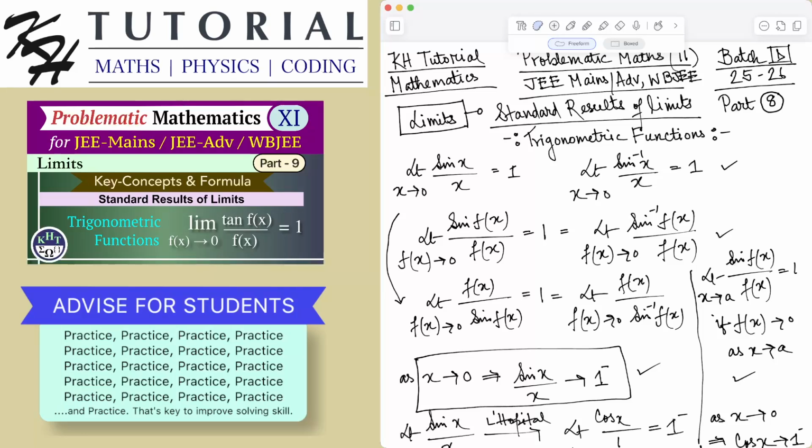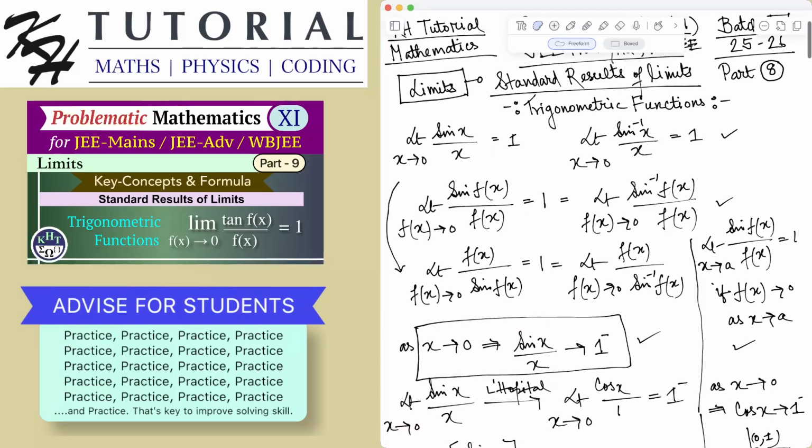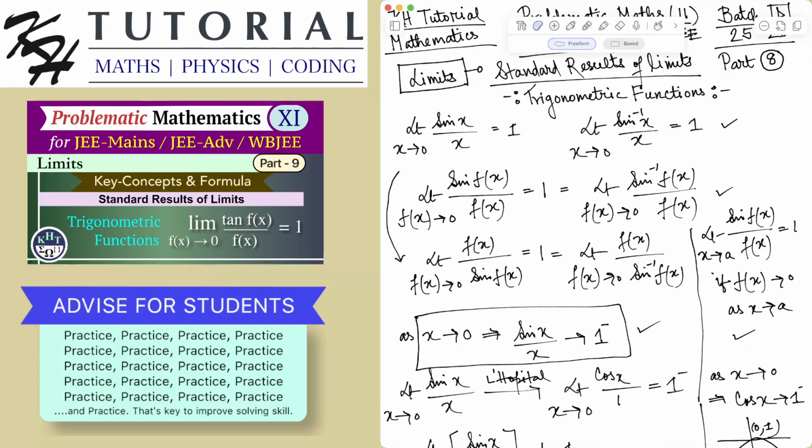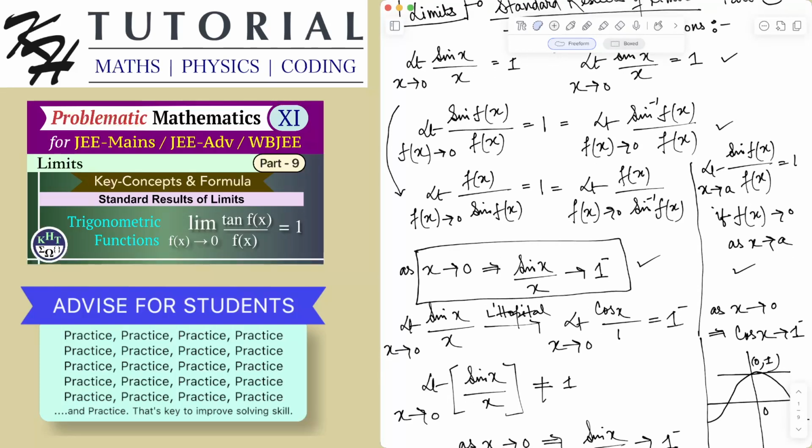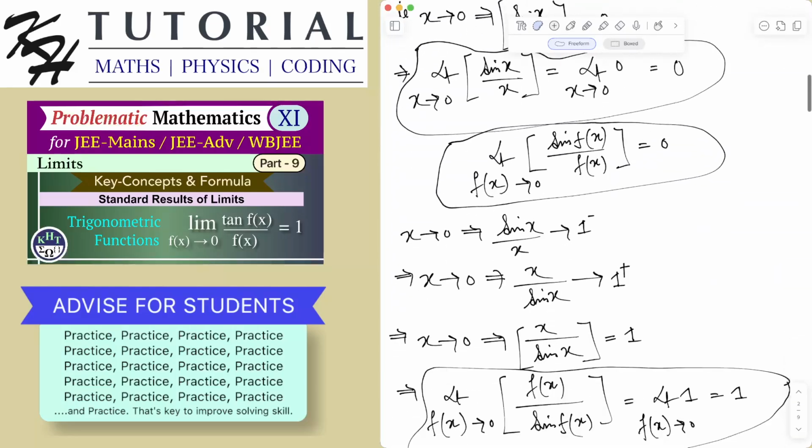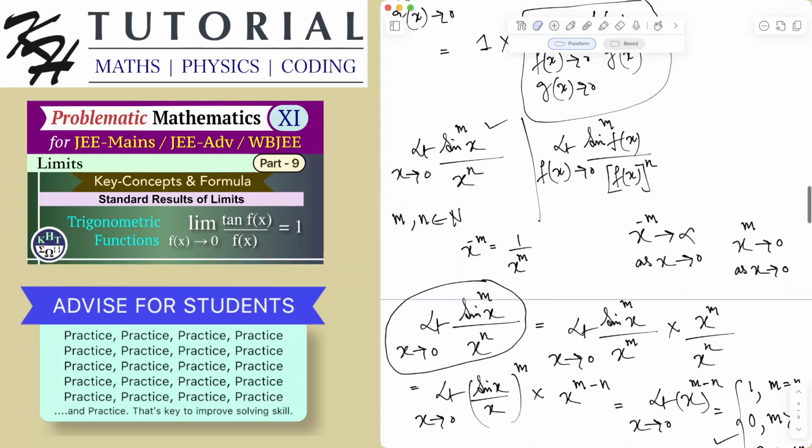And I discussed the actual tending values of sine x by x when x tends to 0 and sine inverse x by x when x tends to 0. So if you have not watched the previous video, please do watch it. You will have a good concept of the standard result of sine x by x when x tends to 0, or in general sine f(x) by f(x) when f(x) tends to 0. In this video I will discuss the functions tan and tan inverse.